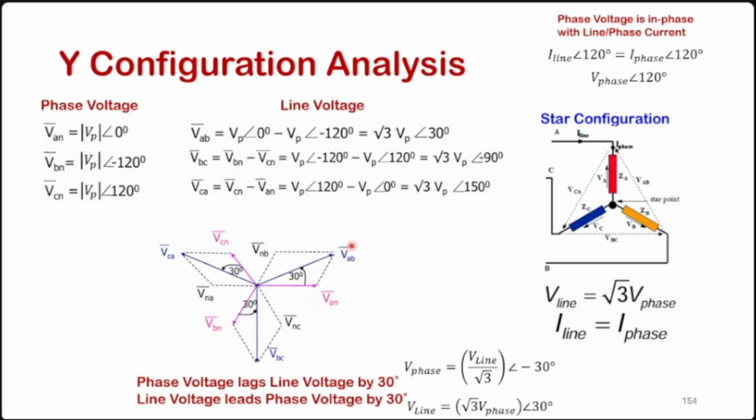So VAB is your line voltage and VAN is your phase voltage. So the phase voltage, which is this, lags the line voltage by 30 degrees. You understand? So say if the phase voltage was here, it will lag the line voltage by 30 degrees. Or you could also say the line voltage leads the phase voltage by 30 degrees. You see the line voltage here, phase voltage is leading because the angle is positive here, right? This is basically it for a Y configuration.